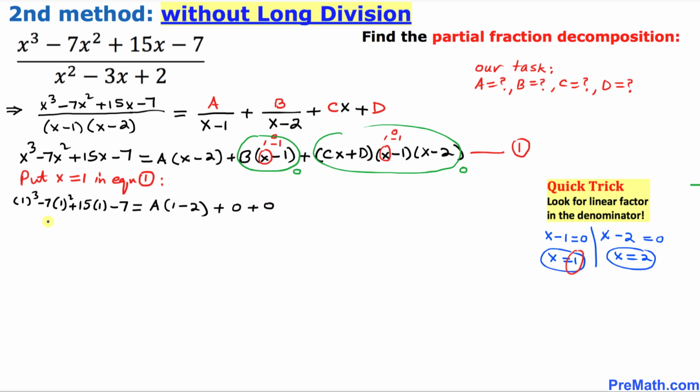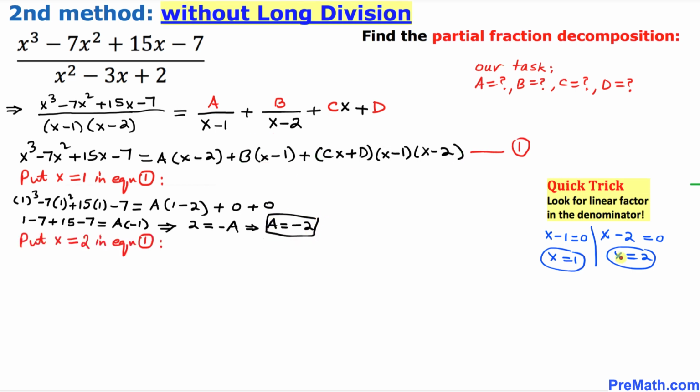And on the left hand side, if we simplify, that's going to give us 1 minus 7 plus 15 minus 7 equal to a times negative 1. And if I simplify the left hand side, that is going to give us 2 equals to negative a. That means a is going to be negative 2.